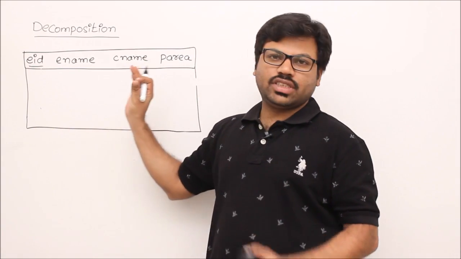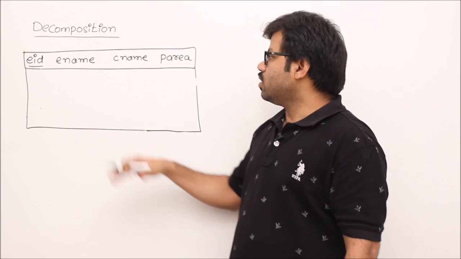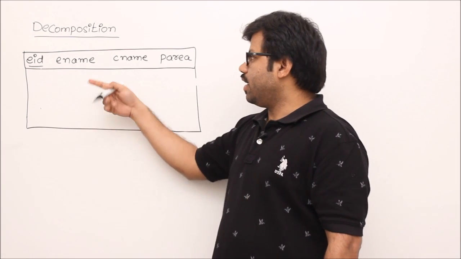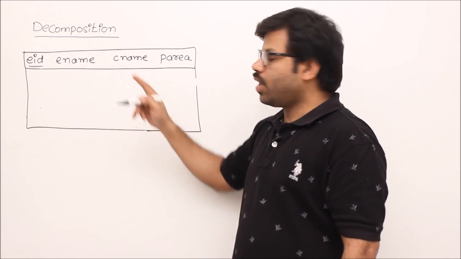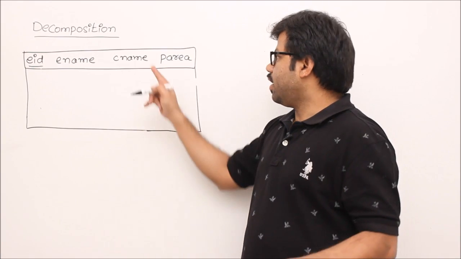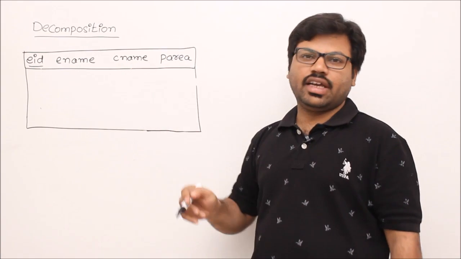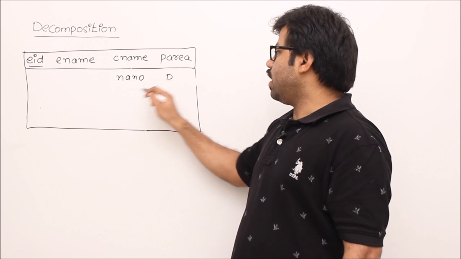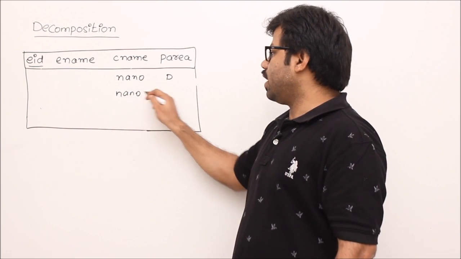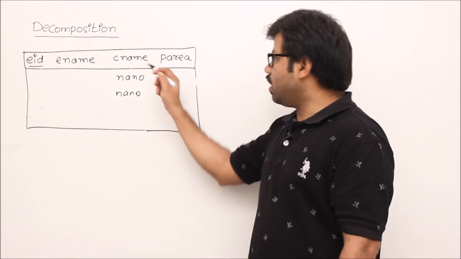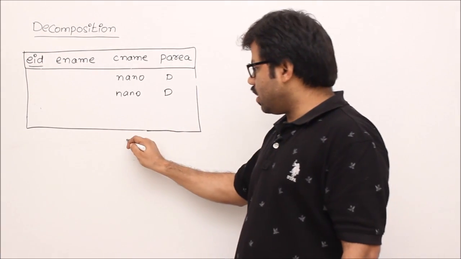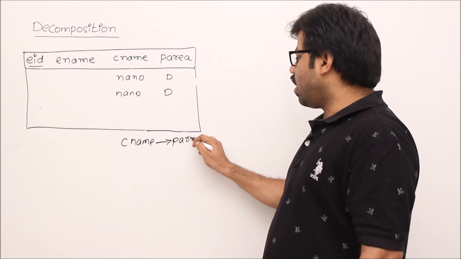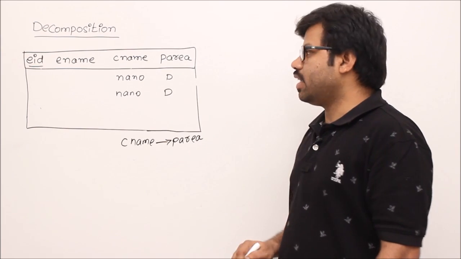To understand decomposition, I take one real world example. There is a company, in that company employees are there and their names we have, and every employee has exactly one car, and every car name decides the parking area. That means whenever a Nano car goes to parking area D, then another Nano car also goes to parking area D. So is this a functional dependency? Yes, it is a functional dependency.